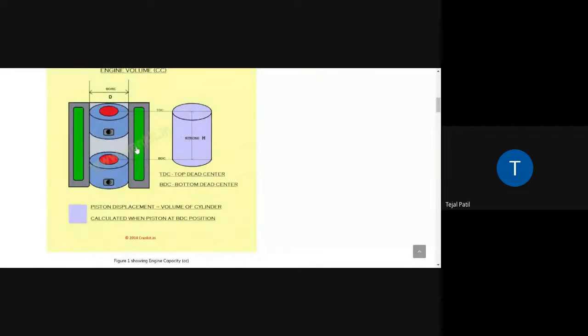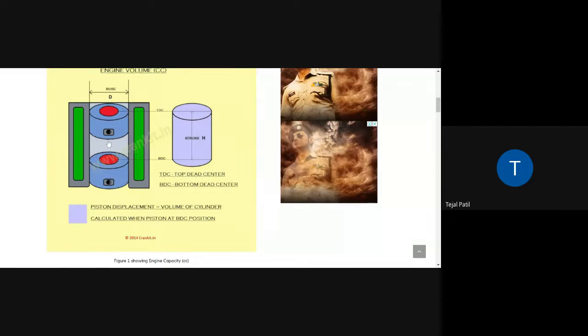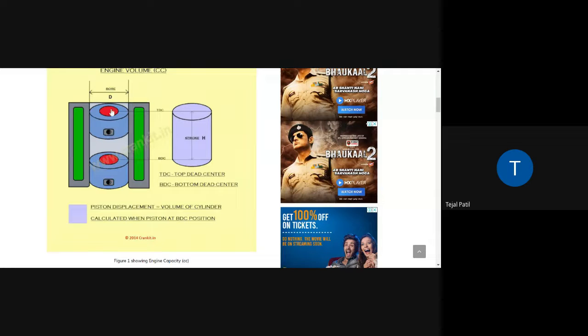Okay, can you see this diagram? See, this is the piston. The piston is definitely going to move up and down, and it has a certain limitation beyond which it will not move further. The maximum level it can go up is the TDC, top dead center. Similarly, the maximum limit of going down is the BDC, bottom dead center, and the distance between them is known as the stroke.